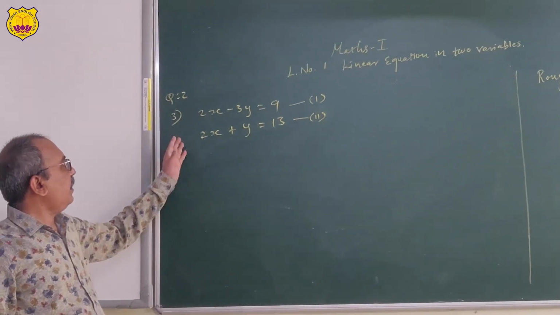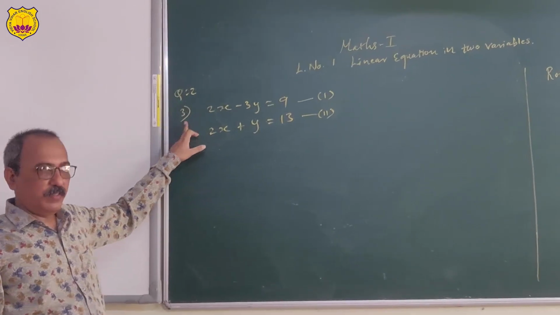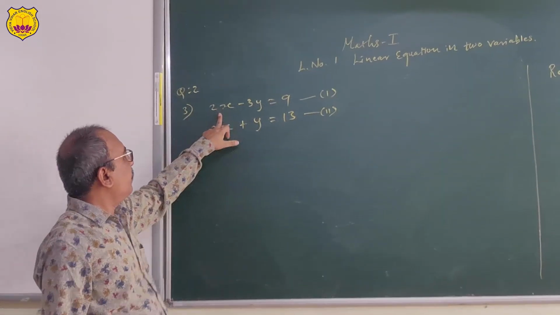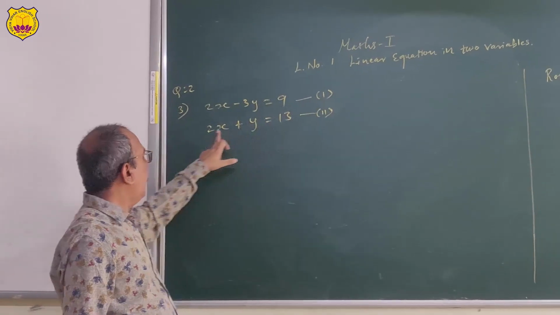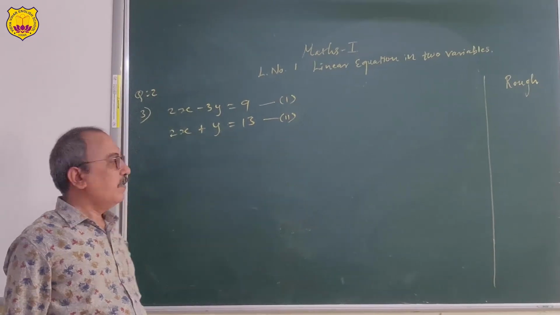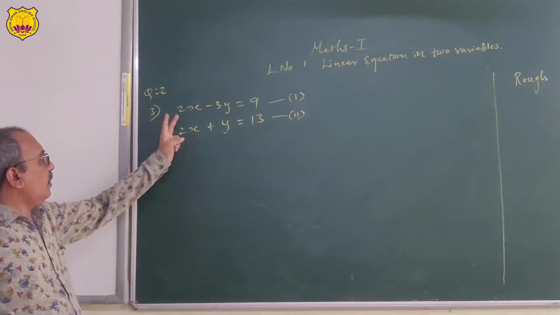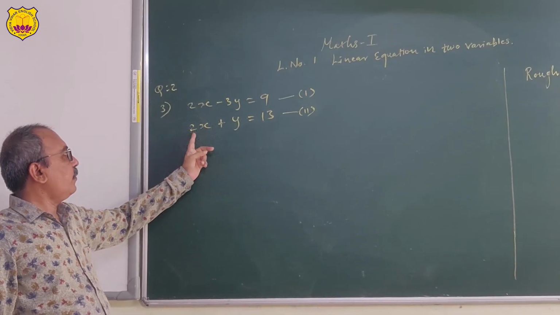Now we see second, in question number second, third sub question. It reads 2x minus 3y is equal to 9 as first equation, and 2x plus y is equal to 13 is second one. If you observe here, coefficient of x is 2, here also 2.